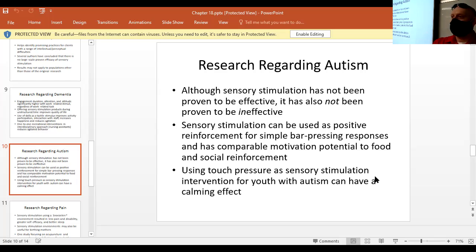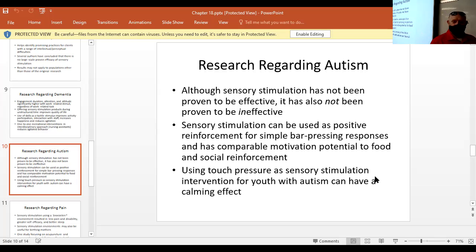Long story short, food, social reinforcement, like spending time with them, giving them a high five, good job, and the sensory stimuli that they enjoy and prefer, all are basically equal from what they've seen here as far as being motivating to these people. So that tells you, to me, that just totally wipes out the top portion of this slide, okay, about the research. When I tell you that sensory stimulation as a reinforcer is as effective as food or social reinforcement, that tells me that it's effective, okay? If it wasn't effective, they wouldn't respond to it and they wouldn't want that, okay?